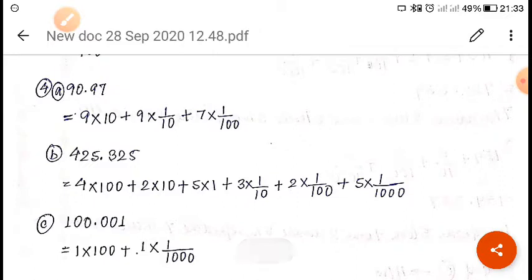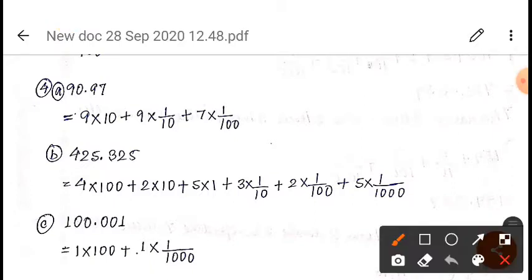Now question number 4 is what? Express the following decimal in expanded form and in words also. So we have to write it in words as well as in expanded form. The first question is 90.97.